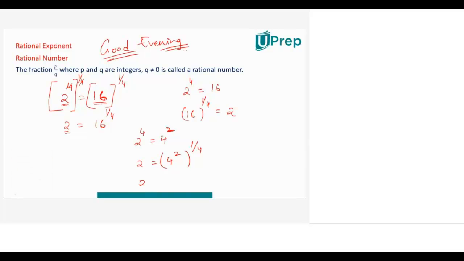So 2 to the power of 4 is equal to 4 square. Therefore, 2 can be written as 4 square to the power of 1 by 4. Therefore, you can clearly see that 2 is nothing but 4 to the power of 2 by 4. If you can see, 2 by 4 basically is nothing but 1 by 2. Therefore, you know that 2 is nothing but equal to 4 to the power of 1 by 2. Correct? So here, what we are trying to learn is leading to something very simple and easy to understand.